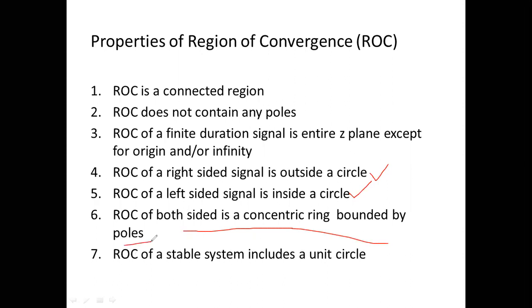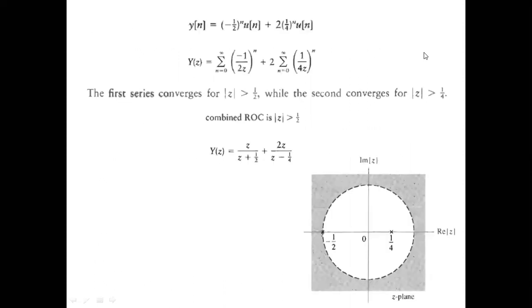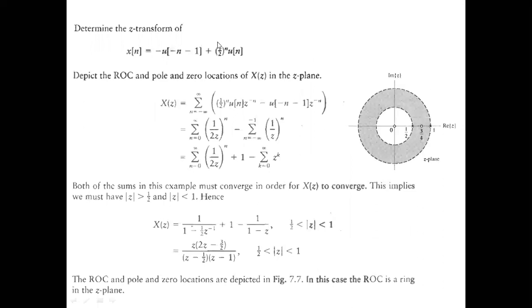ROC of a both sided signal. We have seen the ROC of a two sided signal. Just now we saw three signals, right? If the signal is two sided, the ROC can be a concentric ring. See here, which is a two sided signal? Only the first one is a two sided signal.